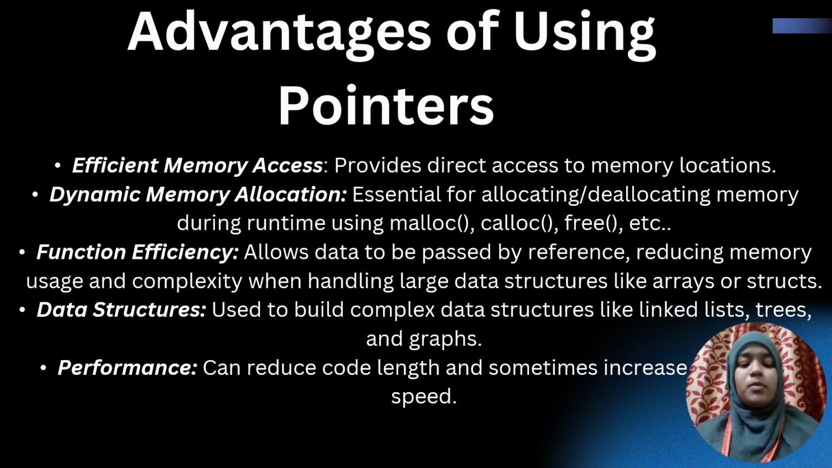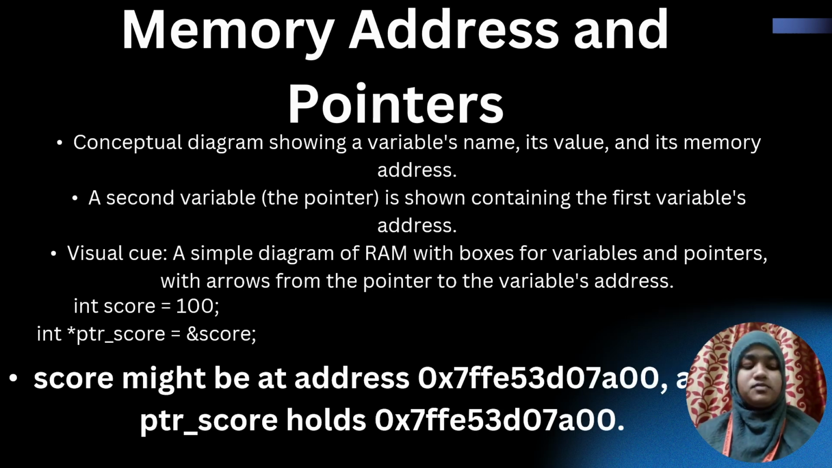Third is call by reference. They allow functions to change the original value of variables, which is impossible with standard pass by value. Complex data structures: if you have heard of linked lists or trees, pointers are the glue that holds them together. They are fundamental to advanced C programming. It can reduce code length and sometimes increases its speed. Used to build complex data structures like linked lists, trees, and graphs.